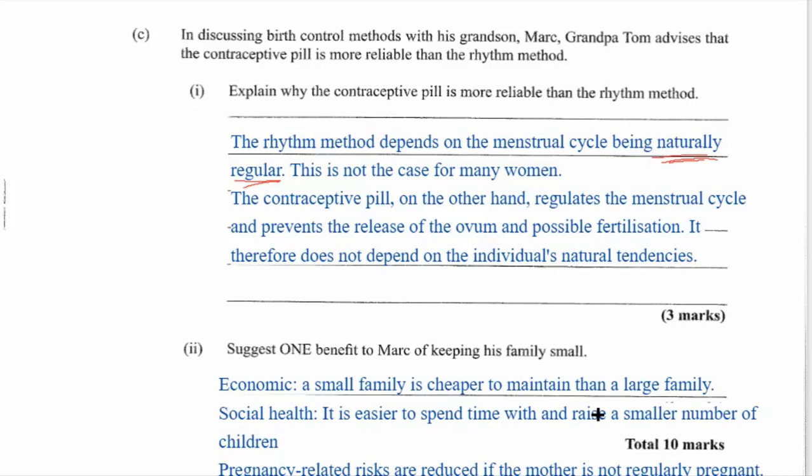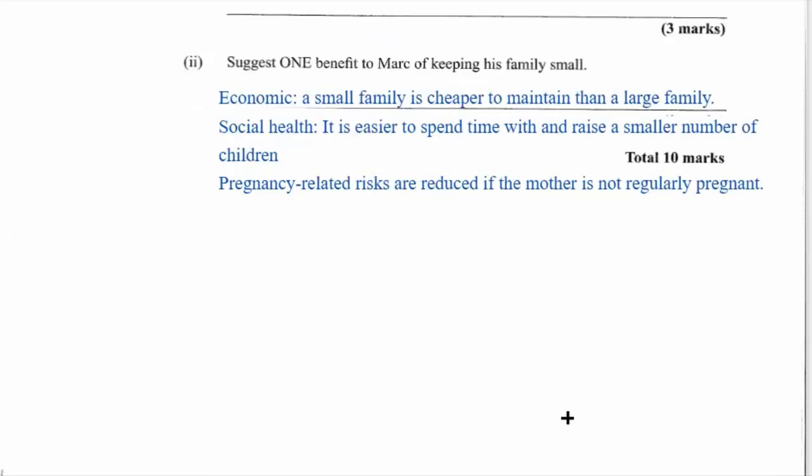So let's go on to C part 2. Right. So I only included about maybe 1 or 2. When they say suggest, there are so many possibilities. So these are just some suggestions: economics, small families, cheaper to maintain; social health, you're easier to spend time with, and raise a smaller number of children. You have more time to spend with them and invest in them. And then of course you have pregnancy related risks. If you're getting pregnant regularly, there's increased risk to your health, and there are many others.